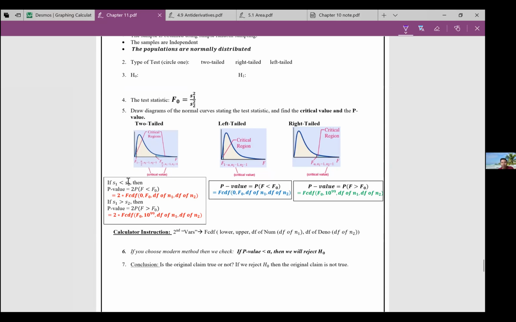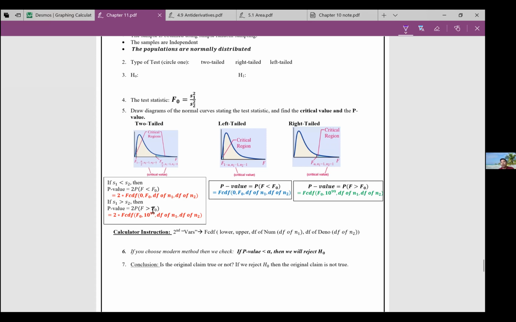So we just go based on those comparisons, okay? The command will be 2 times FCDF, then F naught, the degree of freedom of the numerator, and then the degree of freedom of the denominator. So that's the first scenario. For the second scenario, it will be 2 times FCDF, then F naught, then 10 to the 99, then the degree of freedom of the numerator and the degree of freedom of the denominator. And that's how you put in that command, right?